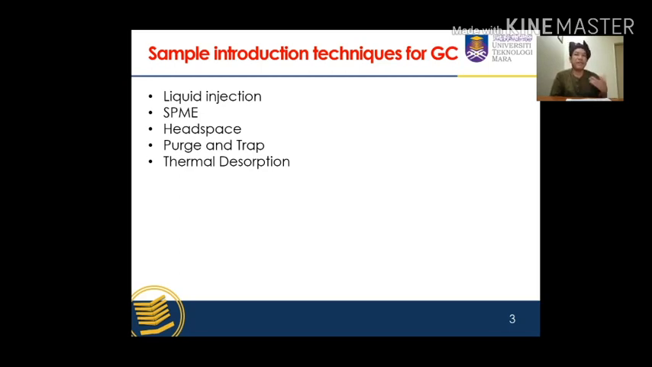For samples in drinking water, we can directly measure using headspace. Or we can also trap via the purge and trap method prior to analysis. Meanwhile, BTEX in the atmosphere can be trapped on a solid support material and introduced into the gas chromatograph through the thermal desorption method. So there are five here. The first one is liquid injection, the second one is SPME, the third one is headspace, the fourth one is purge and trap, and the final one is the thermal desorption method.